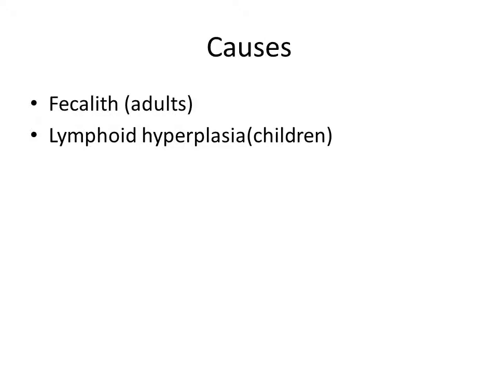Now, appendicitis is inflammation of the appendix, and with appendicitis, there are 2 main causes in adults and children. It actually differs. In children, appendicitis is said to be caused by lymphoid hyperplasia, and in adults, it's said to be due to obstruction by fecal content, and that's why we have the fecalith. These are the main causes of appendicitis. There are other causes you would see, but I'm focusing on only the 2.